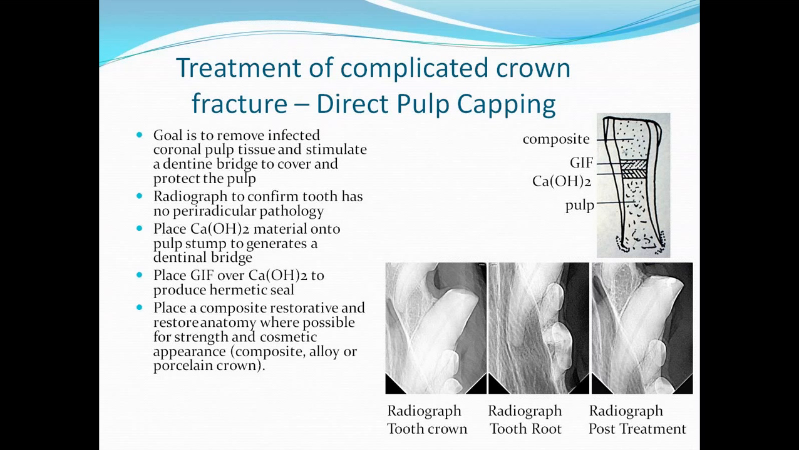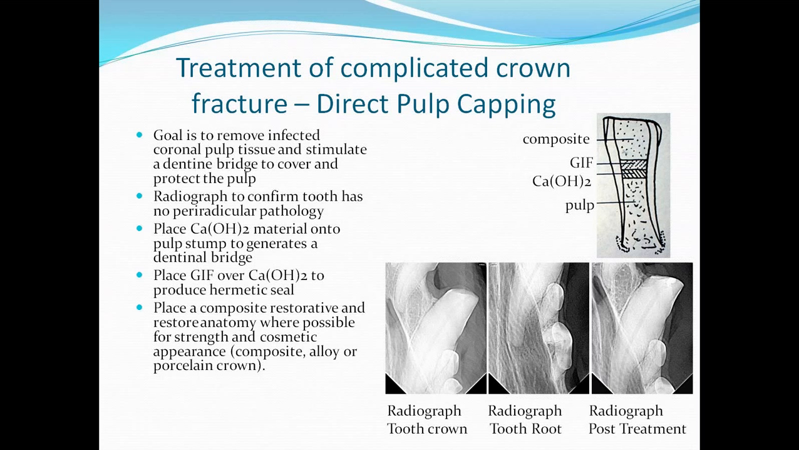So there's a diagram on the top of the picture there, and we can see that there's a large area of pulp, which is taking up the vast majority of the tooth, maybe about 60 or 70%. And then on top of the pulp on the diagram is the calcium hydroxide layer. And then on top of that is the GIF, the glass ionomer filling layer. And then on top of that is the composite layer.